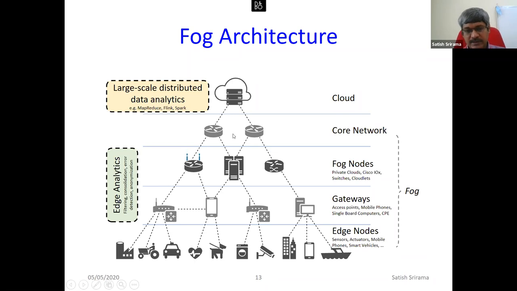Yesterday, we also discussed federated learning, which is coming in recent times. You can do machine learning based on the data generated within this fog proximity. That's also very interesting. If you want to push all the data and do large-scale data processing using parallelizable mechanisms like MapReduce, Flink, or Spark, that is what you will be doing at the cloud layer. This is the basic fog architecture I'm assuming for the rest of the talk.